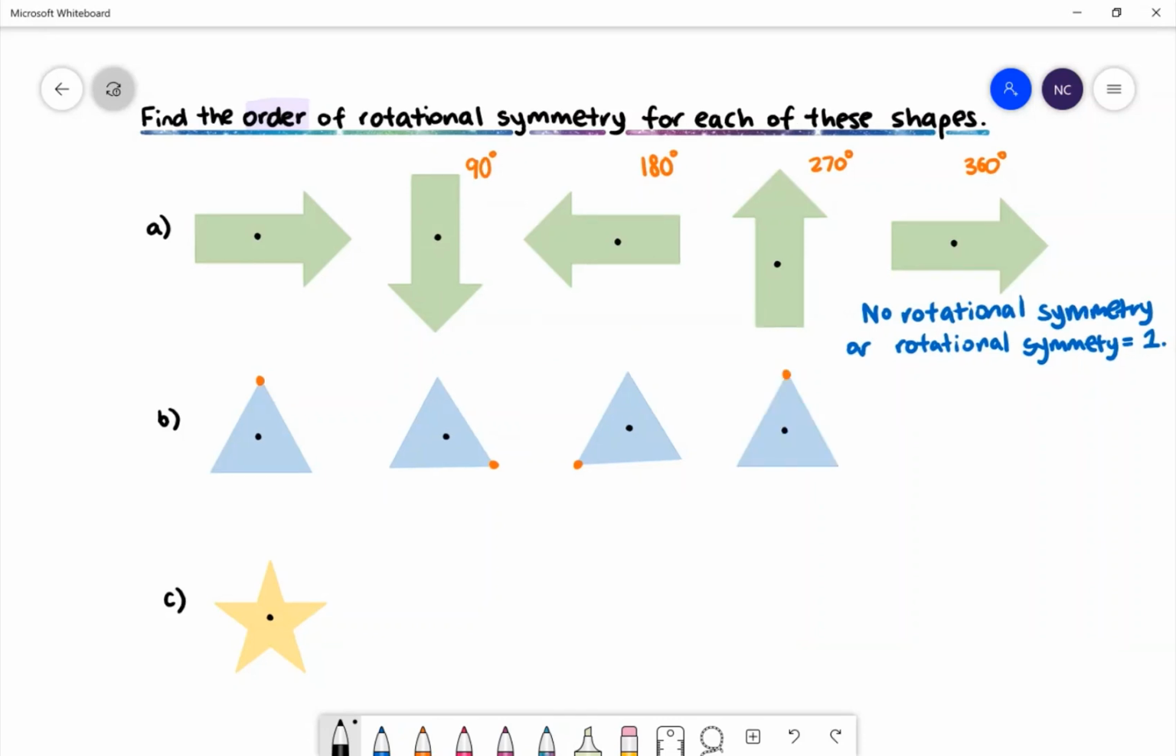Finally, at 360 degrees, the shape has rotated back to its original position. Not counting the original position, we have 1, 2, 3 positions where the shape looks like the original. Therefore, this shape has a rotational symmetry of 3.